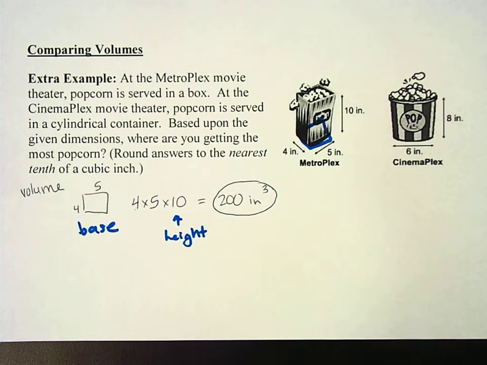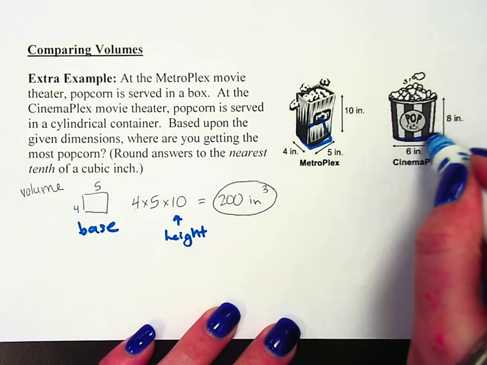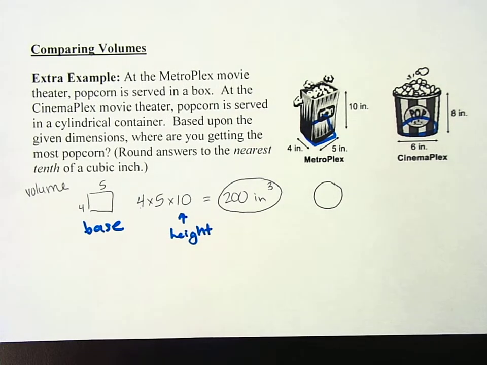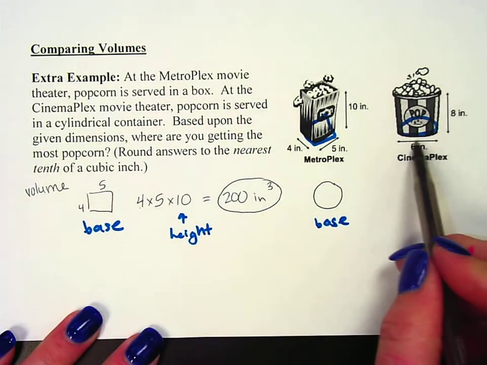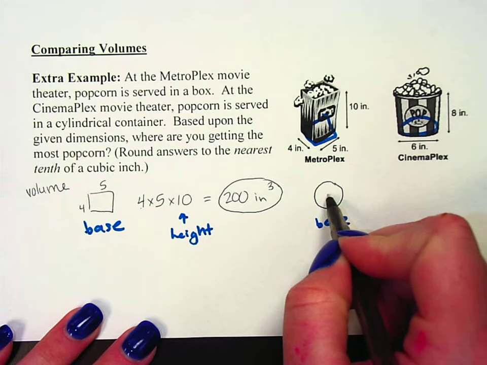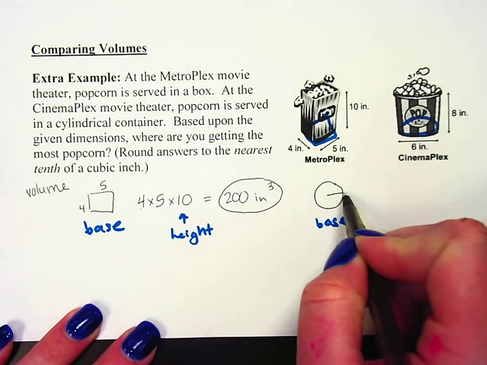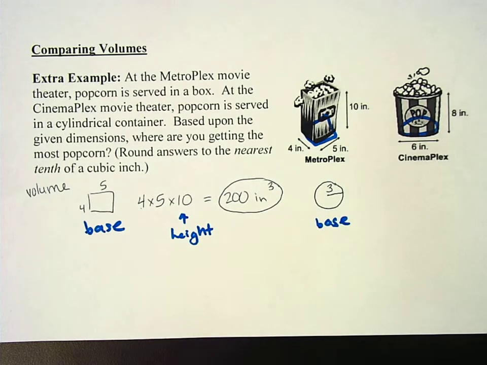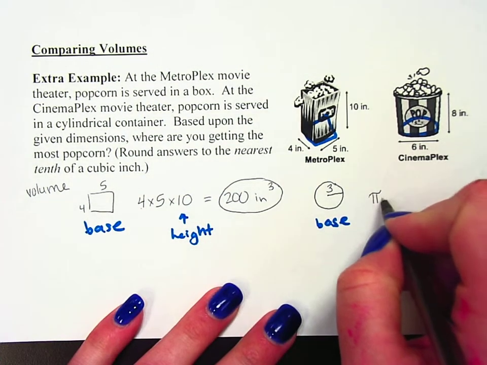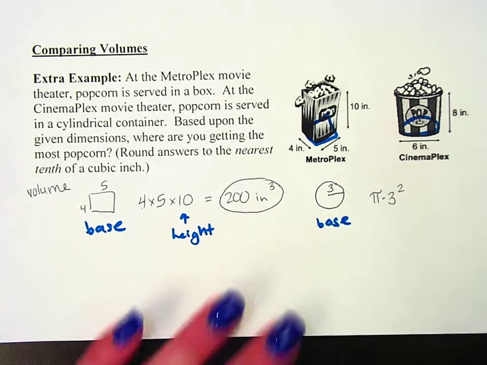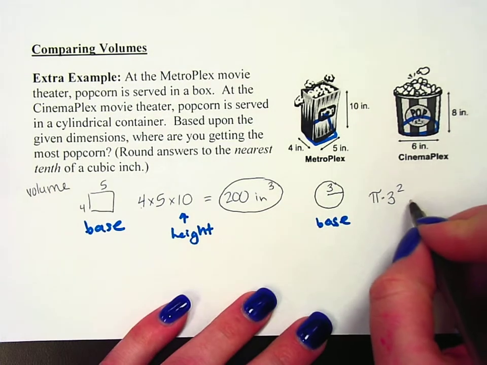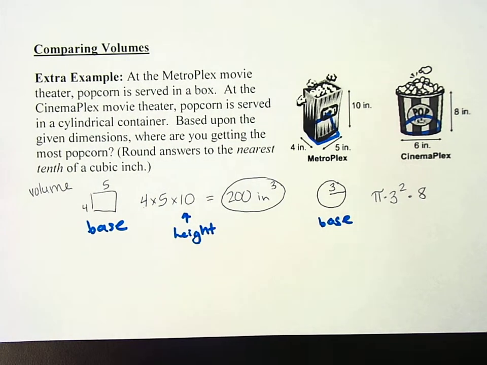Okay. Over here in my cylinder, this time my base is a circle. However, they gave us the diameter of 6, and we know to find the area of a circle, I need my radius. So if the whole way across is 6, my radius should be 3. Okay, so my area of the base is pi times r squared. So I use my radius of 3. And then we're taking that times the height of 8 inches.